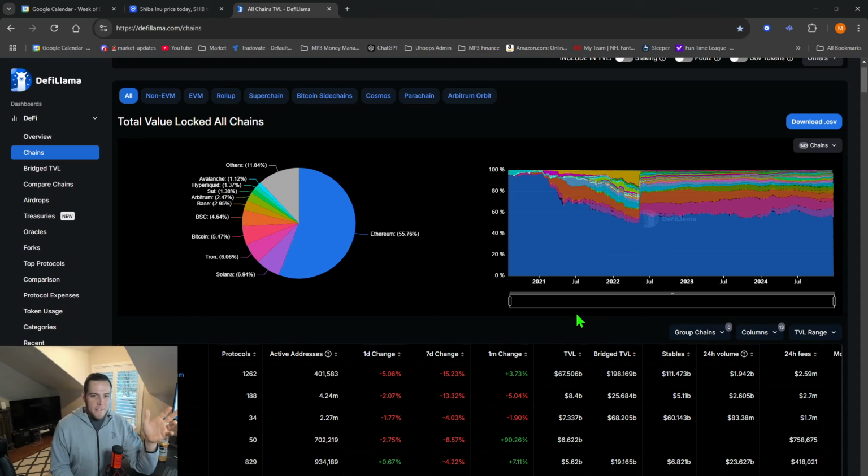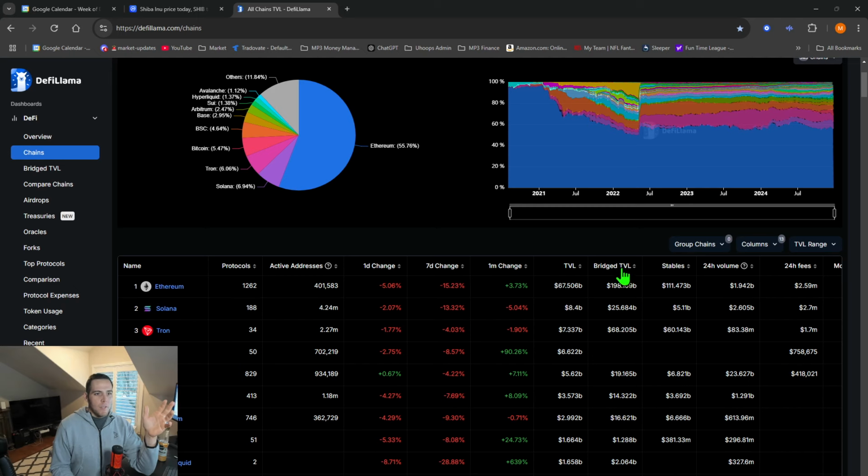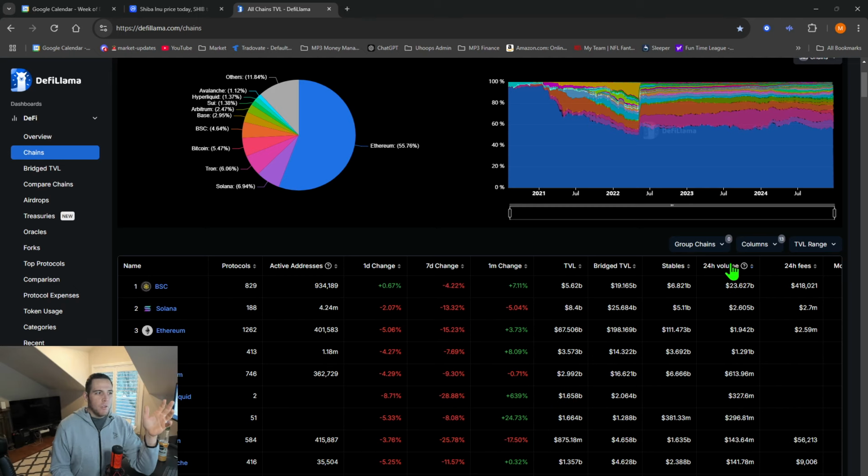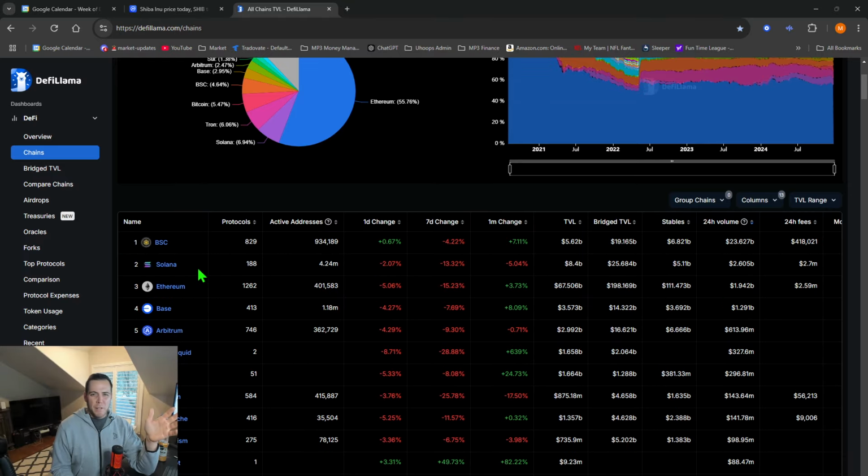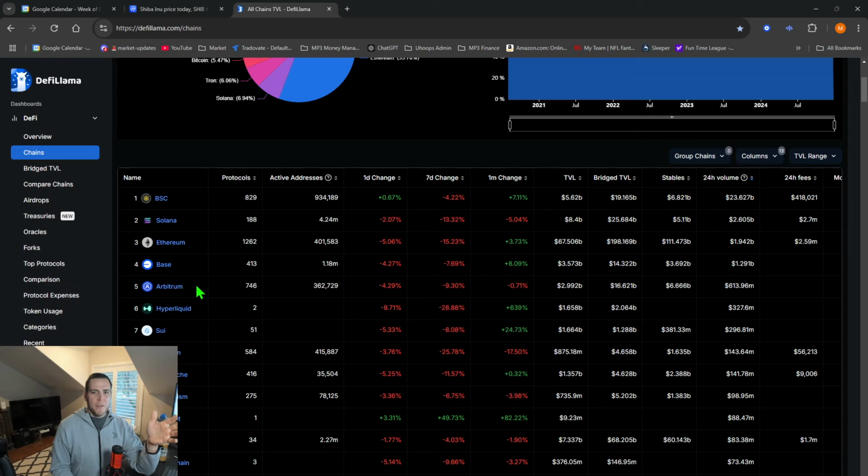So I think this is interesting to browse around and poke around and look and say, oh, wow, if we look at the 24-hour volume, there's a lot going on for Binance. There's a lot going on for Solana. There's a lot for Ethereum. So these are the chains that people are using.